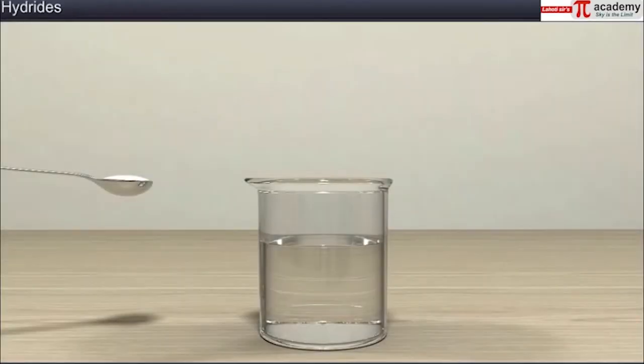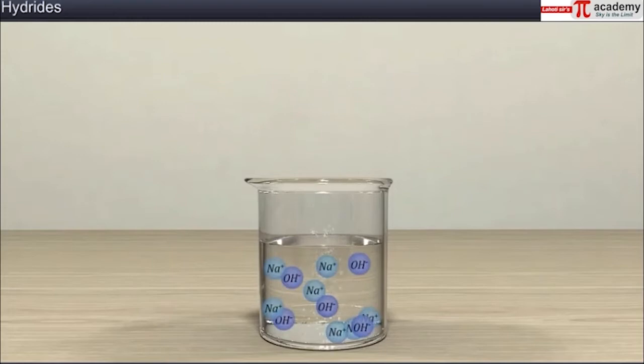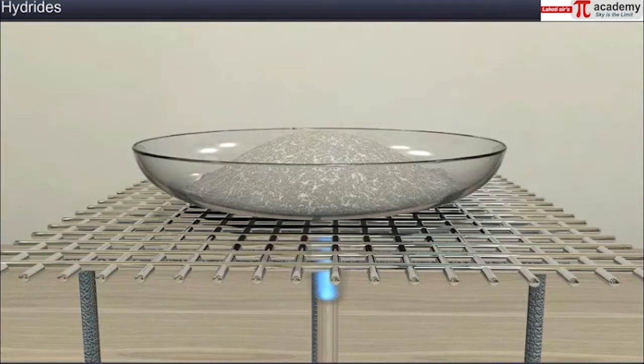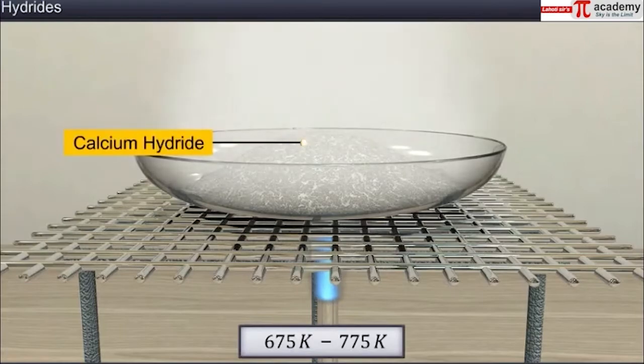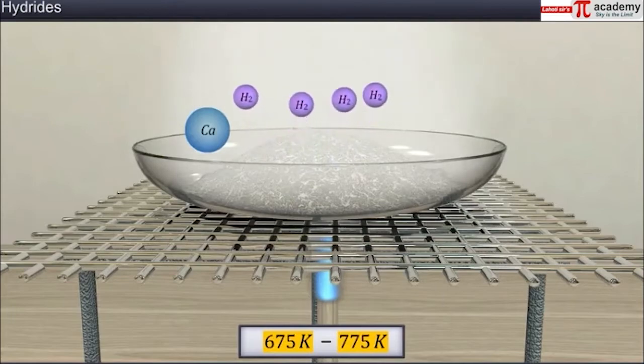Ionic hydrides react vigorously with water to liberate dihydrogen gas. For example, sodium hydride reacts with water to give sodium hydroxide and hydrogen gas. Ionic hydrides decompose into highly inflammable dihydrogen and undergo combustion when strongly heated in air. For example, calcium hydride, when heated at 675 to 775 Kelvin, decomposes into calcium and dihydrogen.